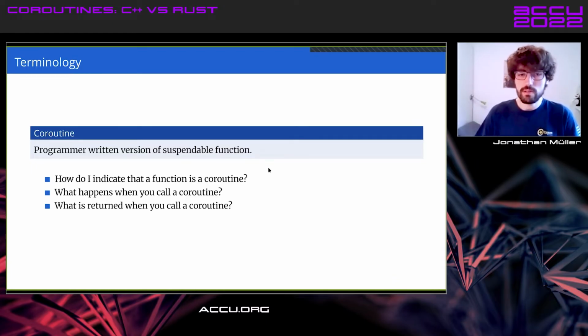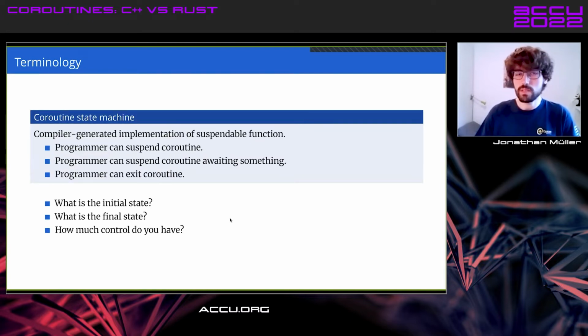Questions we need to look at is how do I indicate that a function is a coroutine? What happens when you actually call a coroutine, right? Does it immediately start executing, or is it suspended initially? What is returned when you call a coroutine? So we need to get some sort of handle back. What handle is that?